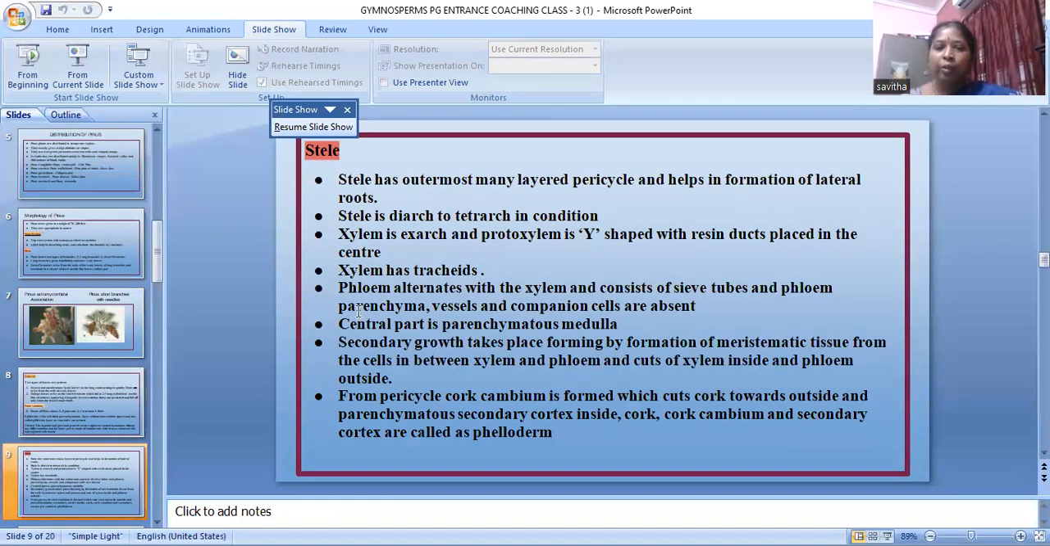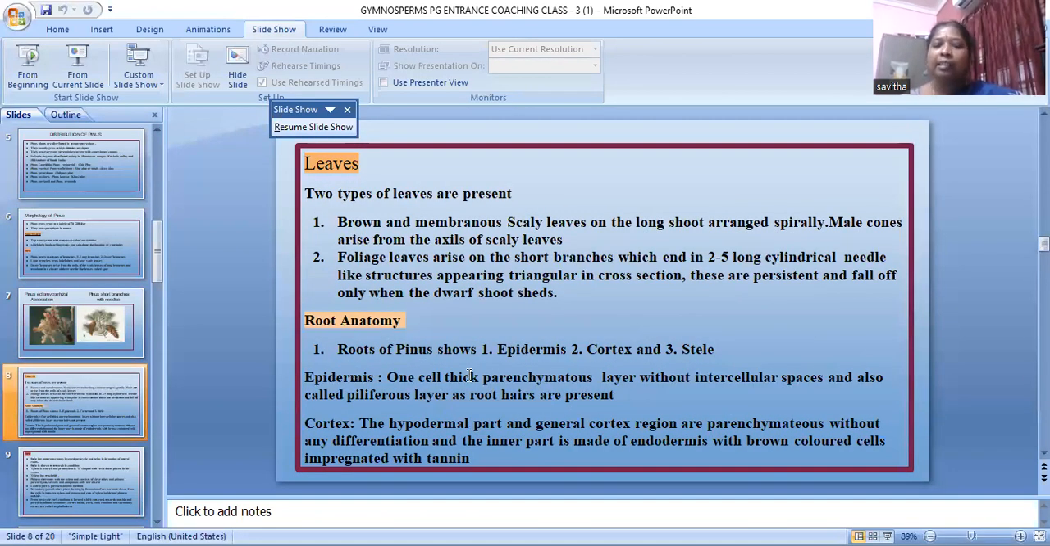The epidermis is one cell thick, parenchymatous in nature, without intercellular spaces. It is a general character. It is also called the piliferous layer because root hairs arise from the epidermis. Root hairs are present on the epidermis, hence it is also called the piliferous layer.